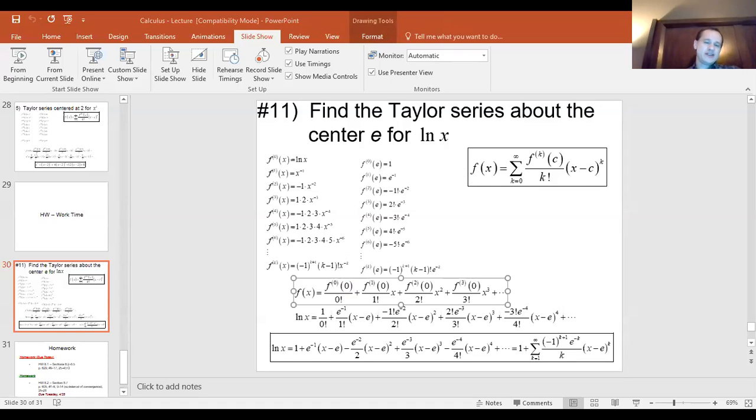You will want to find all these centered around e, correct? So you should have a bunch of x minus e's floating around.